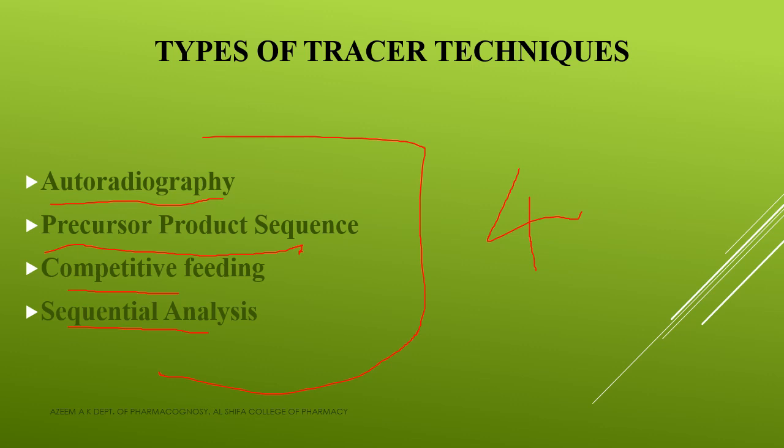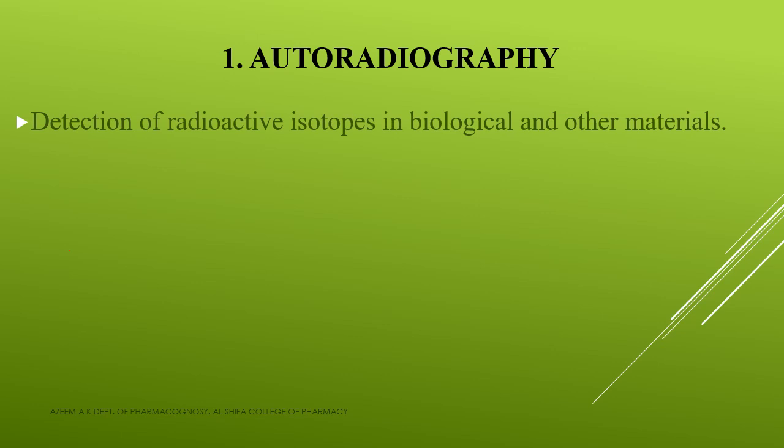In this video, you will be seeing about these two different techniques. First one is autoradiography, second is precursor product sequence. The third one is competitive feeding, and the last one is sequential analysis. Clear? So first we can see about autoradiography, which is one of the types of tracer technique.